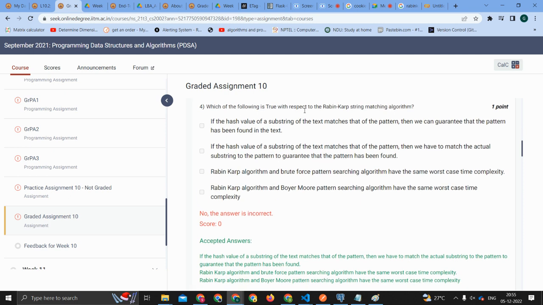Which of the following is true? Seems like the first one is wrong, but let's see. We'll read this. Uma, read this. Balaji, you take this.